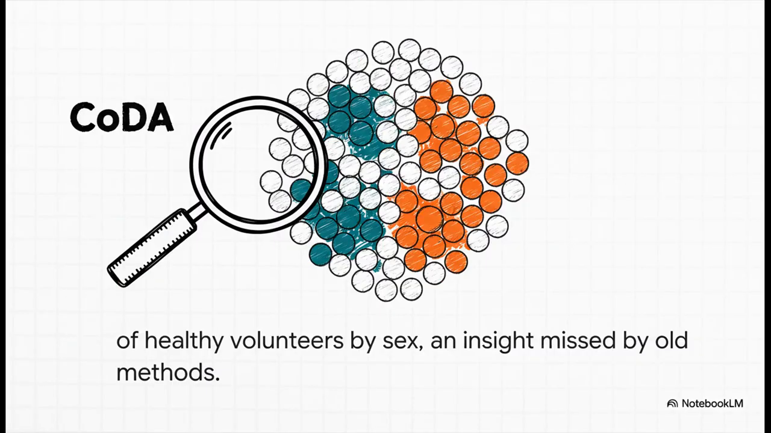I mean, this method is so sensitive, it can pull out patterns that were completely invisible before. In another reanalysis, it actually found a subtle but clear difference in the glycan profiles between healthy men and women. That's an insight that the original study completely missed. It was just sitting there, hidden in the data, waiting for the right math.